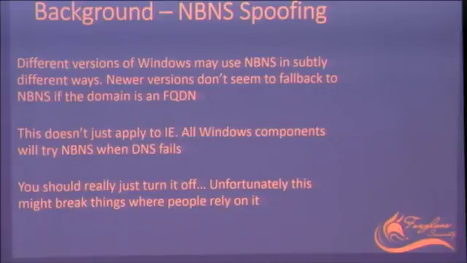All right, so a little bit more about NBNS spoofing. Different versions of Windows use it in subtly different ways. Newer versions don't seem to fall back to NBNS if the domain is a fully qualified domain. Another interesting note is this doesn't just apply to Internet Explorer. I showed NBNS spoofing and NTLM relay in IE, but actually a whole bunch of different Windows components, all of them actually, will fall back to NBNS when DNS fails. For people who are trying to fix this, you can just turn it off. Unfortunately, it might break things. That's been a recommendation that's been out there forever. Everyone knows they should turn it off, but some people just can't.